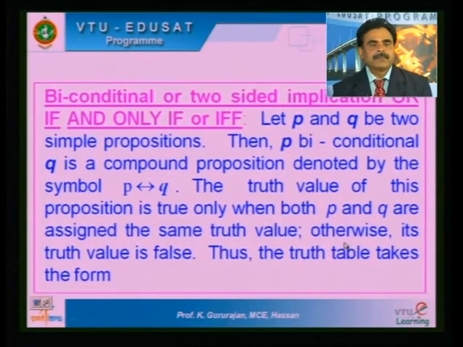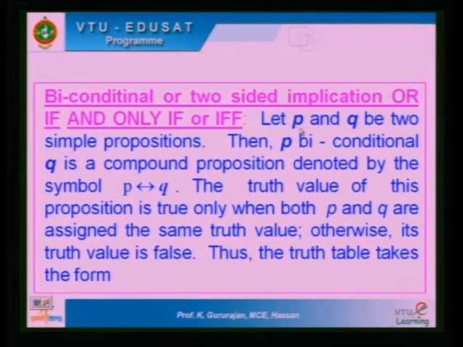Now, biconditional. We always come across this. This is the if and only if situation, if and only if condition. That is two sided implication. That is P implying Q as well as Q implying P. This is called P biconditional Q. It is a proposition. I use this symbol. This means P implies Q and at the same time Q also implies P.